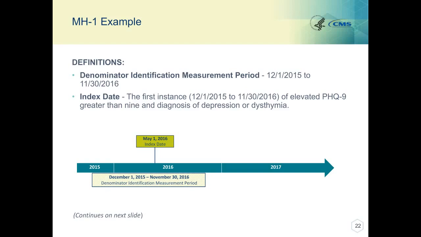The index date is the first instance of an elevated PHQ-9 greater than 9 along with the diagnosis of depression or dysthymia. This index date will occur during the denominator identification measurement period. So in this case, you'll see we have a May 1 index date. This would be our first instance of a PHQ-9 greater than 9 during the denominator identification measurement period. Next slide, please.